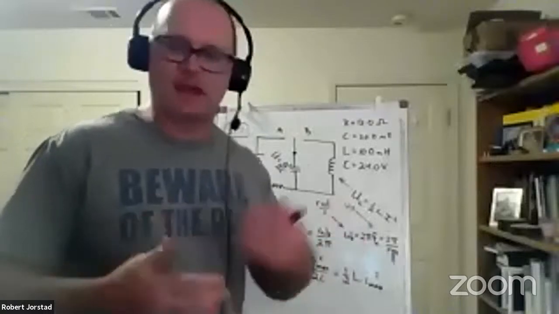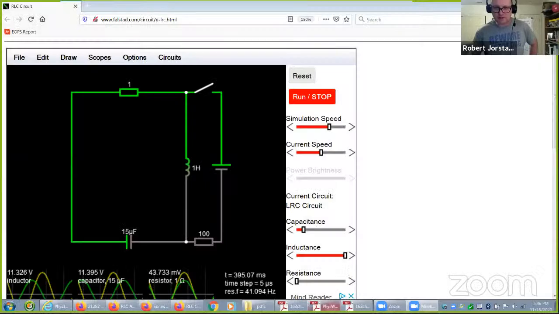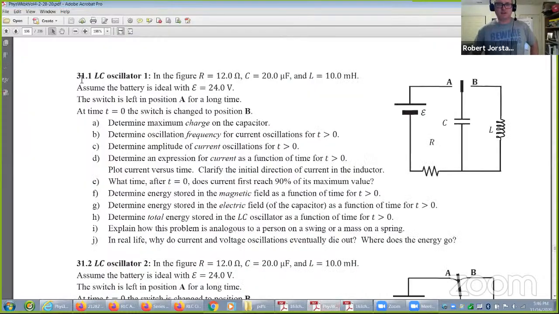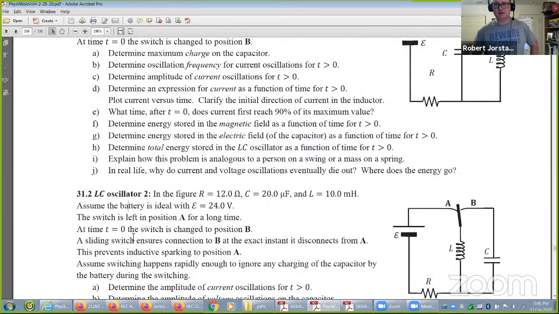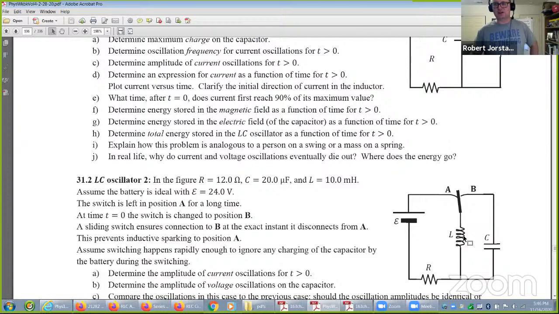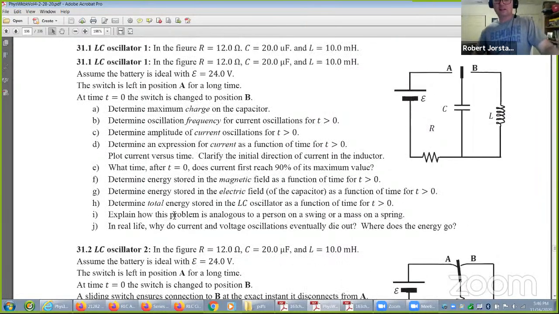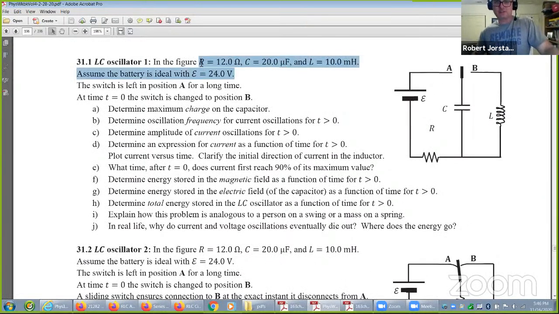I kind of walked you through that, and I know I was kind of hurrying. The next problem shows you the opposite. I think it's really interesting to do this second problem. So let me show you here. I showed you the LC oscillator one, and all I did was switch the inductor and the capacitor, so it starts out with the inductor having the initial energy, and you could try and go through it and see what changes and what doesn't. Look at this. The voltage is the same. All of these numbers are the same.